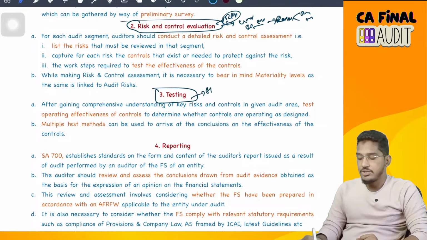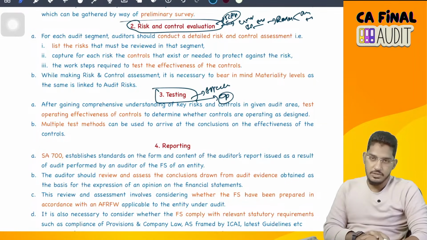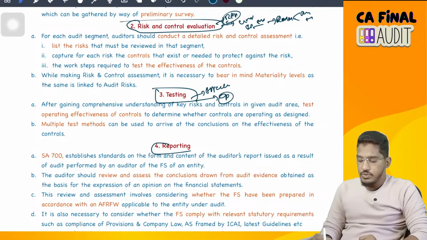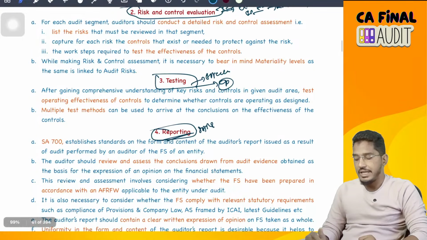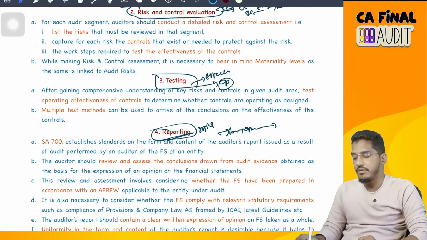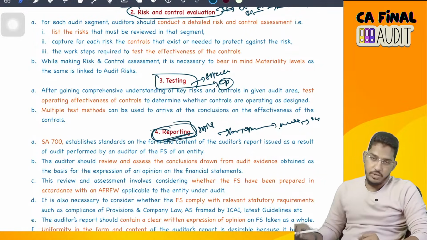Here they talk about actual testing of operating effectiveness of internal controls. Then we do compliance procedures. And after that, we do the substantive audit procedures also. From that, we are going to get the evidence. On the basis of that evidence, we will form the conclusion. We will arrive at the opinion. And that opinion, we are going to express in the form of a written document. That document, we call it a report. This entire process, we call it reporting.